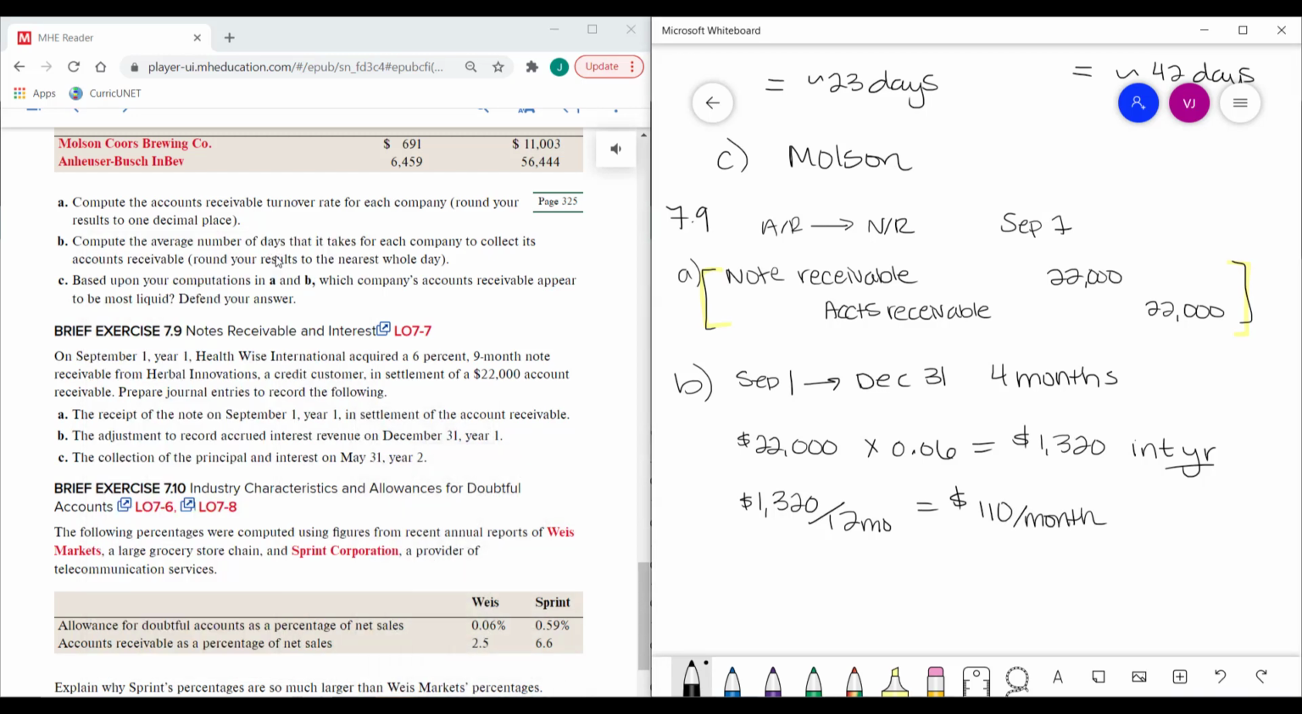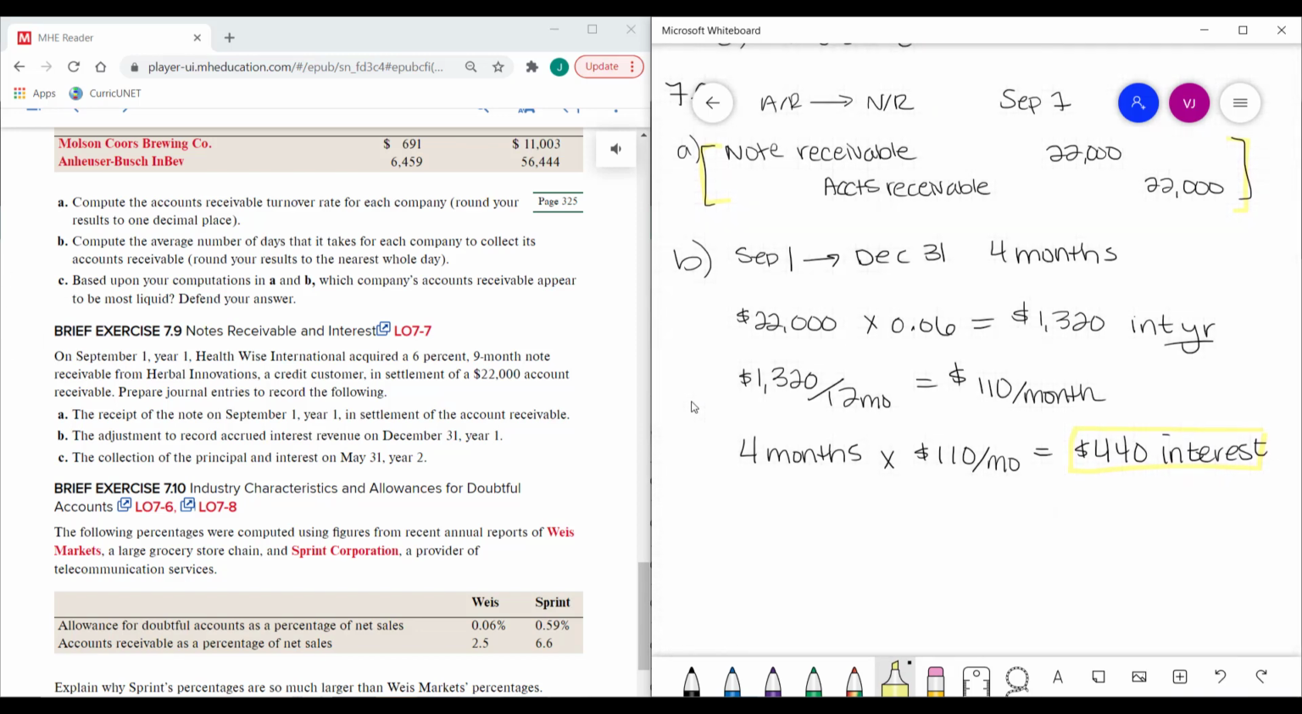Okay? All right, so if it's 4 months of interest that we have to record that's built up between September and December, we're going to take 4 months times the $110 a month. When we do that, we get $440 of interest. Now, since we're the ones that the interest is owed to, we're going to record this a little bit differently compared to if we were the ones that owed the money, right? So there's a couple of things involved here.